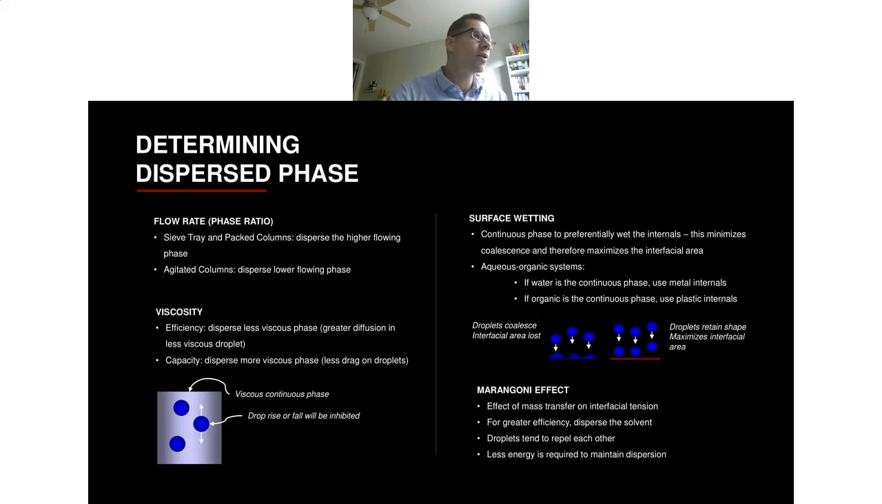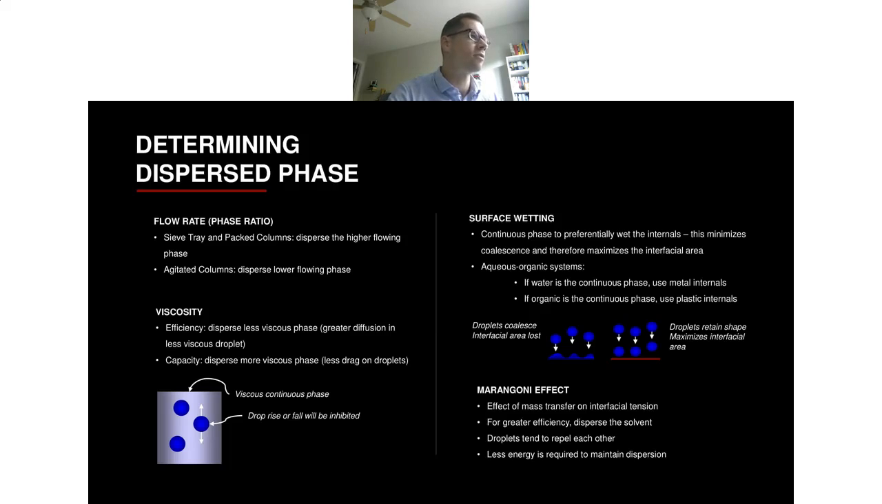But how do you pick which is which? You have to make that selection ahead of time when you're coming up with a preliminary column design or before you run a pilot test. So what we like to do is we have 4 rules of thumb that we like to look at before we come up with a preliminary commercial scale column design or we run a pilot test.